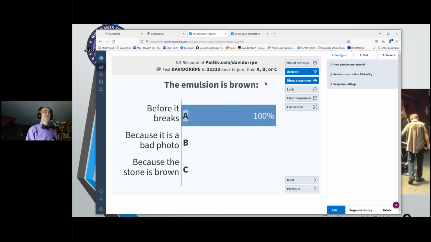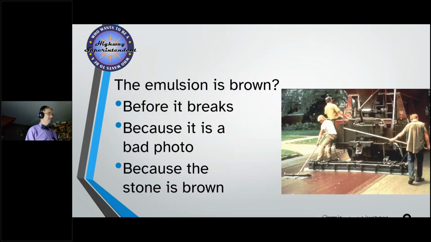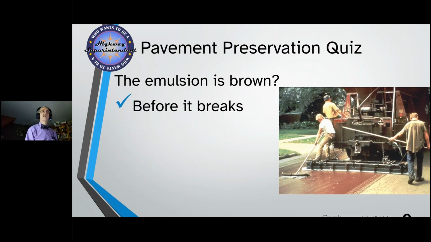Okay, so we'll see. Why is the emulsion brown? And almost everybody is getting it. That's good. Almost everybody is saying before it breaks. The couple of people in the Q&A are saying A as well. Okay. And sure enough, emulsion is brown before it breaks.